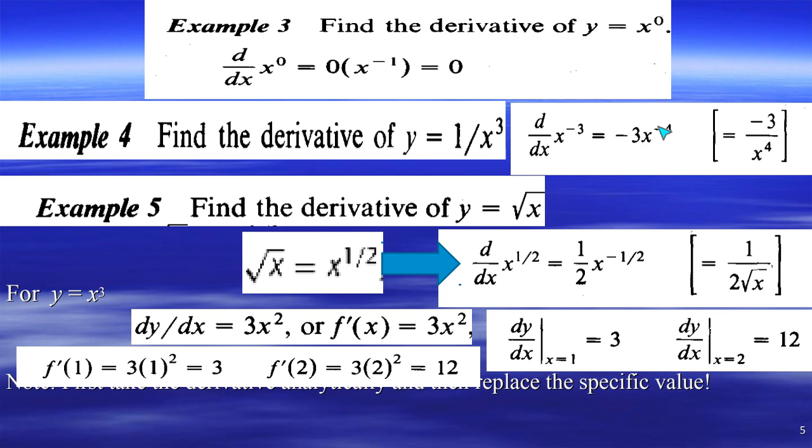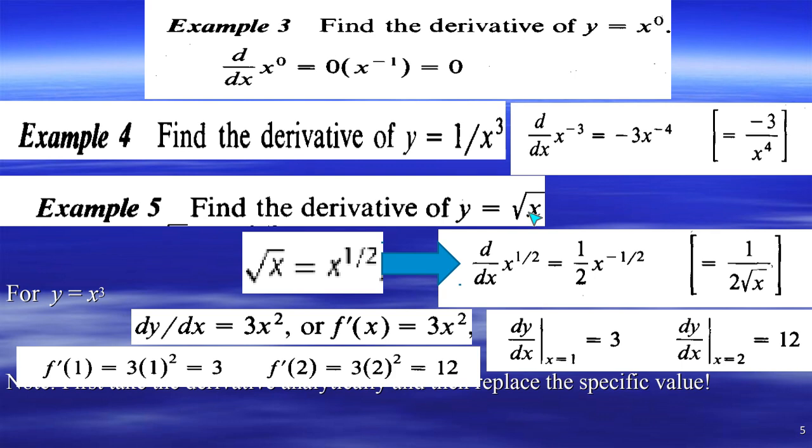Minus 3 minus 1 is minus 4. So we obtain minus 3 times x to the power minus 4, which is minus 3 over x to the power 4, if you wish. You see? Very easy. If we want to find the derivative of y equals square root of x.